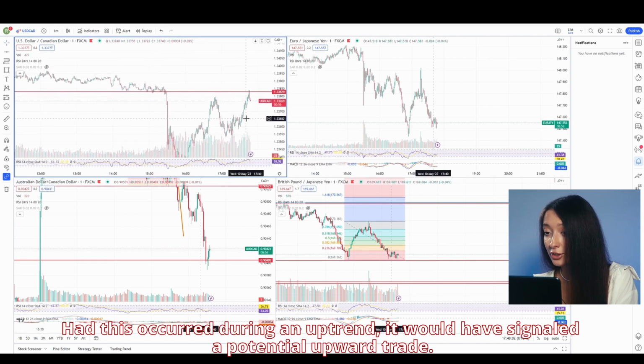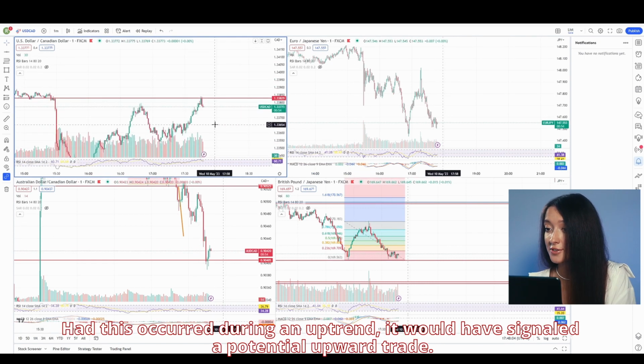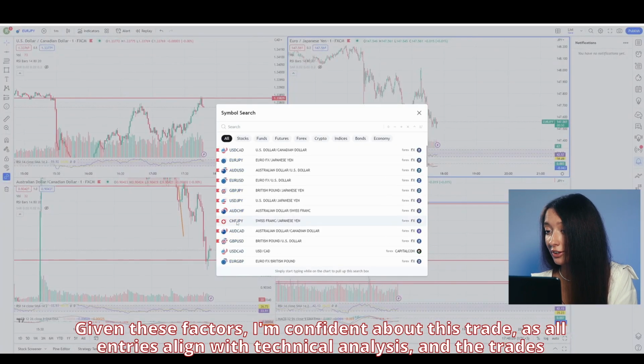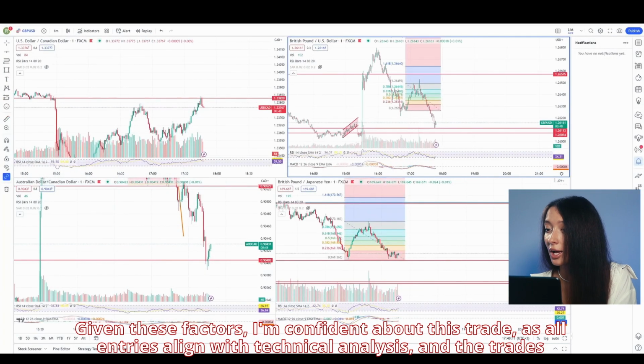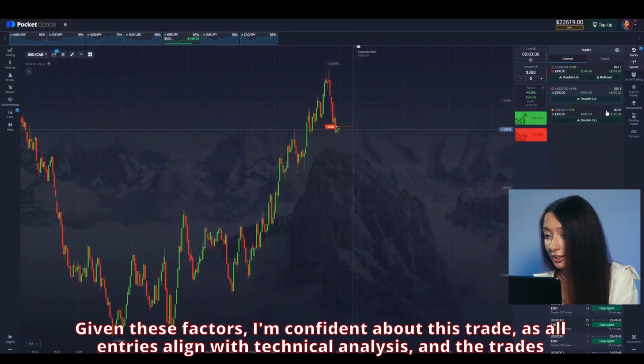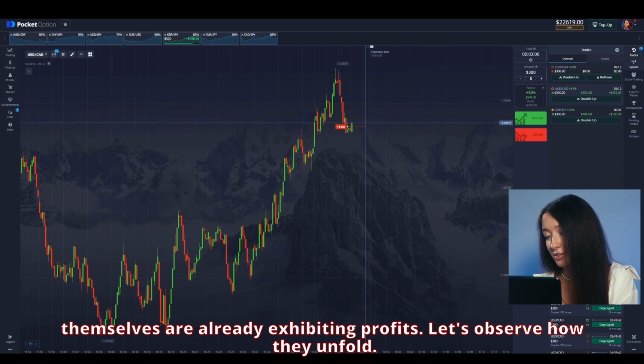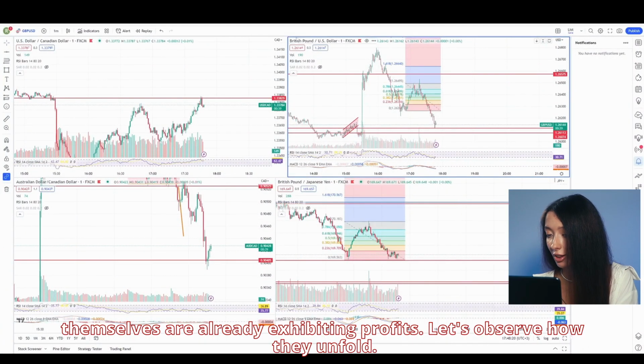Had this occurred during an uptrend, it would have signaled a potential upward trade. Given those factors, I'm confident about this trade, as all the others are aligned with technical analysis and the trades themselves are already exhibiting profits. So let's observe how they unfold.